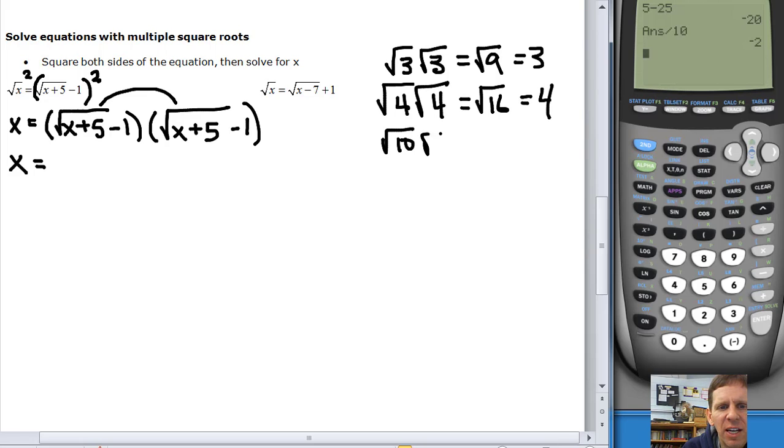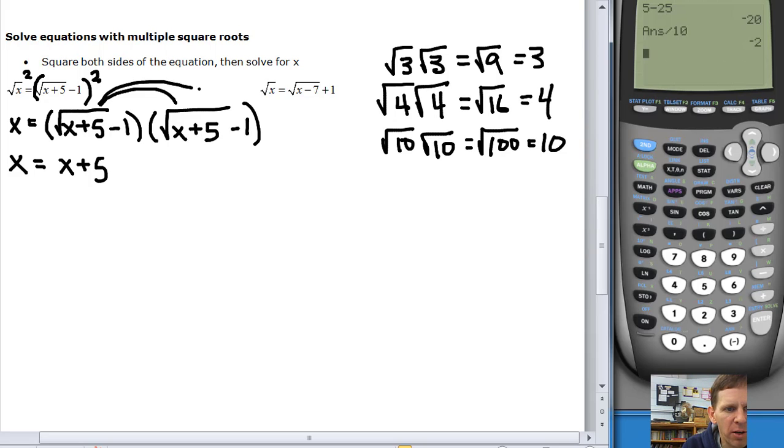If you take the square root of 10 times the square root of 10, multiply the numbers, you get 100, and the square root of 100 is equal to 10. So anytime you multiply a square root of something by itself, you get the number that's under the square root. So if we use the same logic, if we multiply the square root of something by itself, we should just get x plus 5. That's the first thing you'll get when you multiply these things together. The square root of x plus 5 times the square root of x plus 5 is x plus 5.